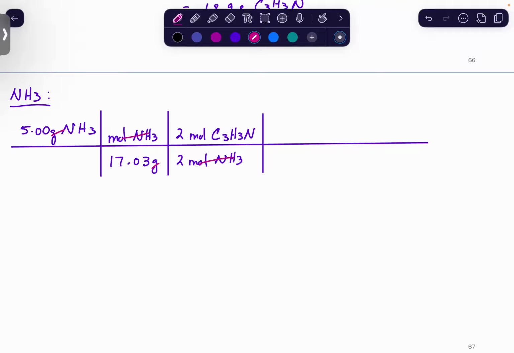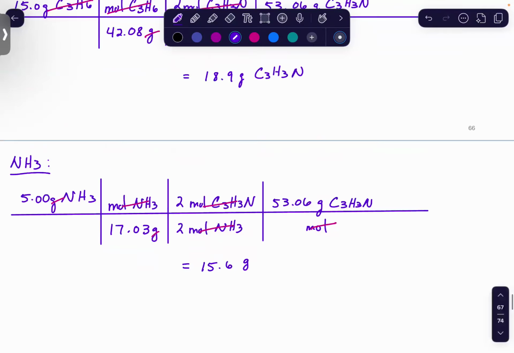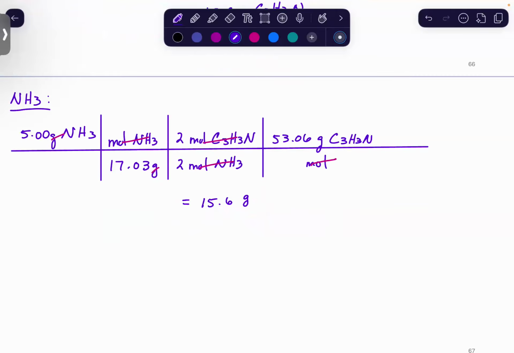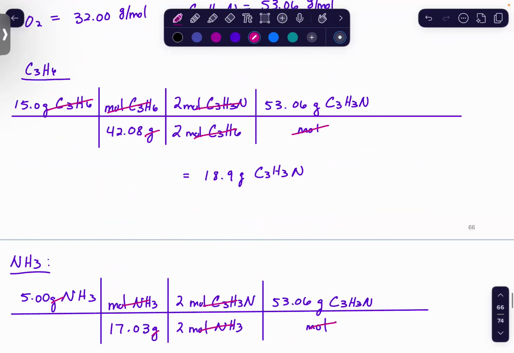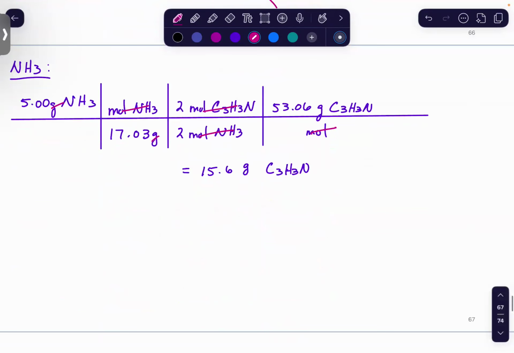And now that I have moles of acrylonitrile, I need it in grams. So moles of acrylonitrile cancels. This is going to give me 15.6 grams of acrylonitrile. Well, whatever happens, I know because of ammonia, I absolutely cannot get 18.9 grams because ammonia will run out when I reach 15.6 grams. All right, well, let's see what oxygen does.